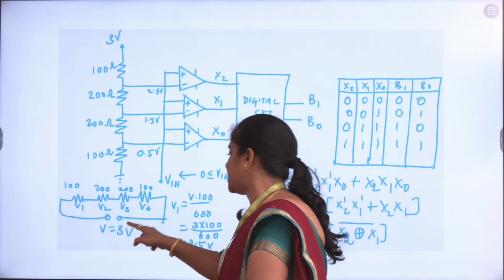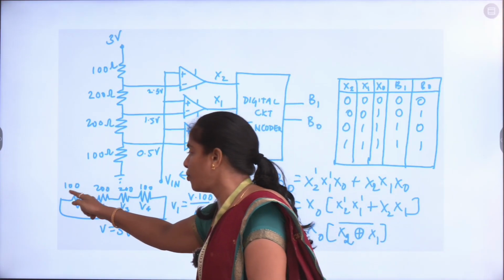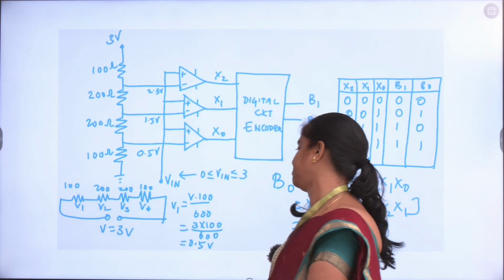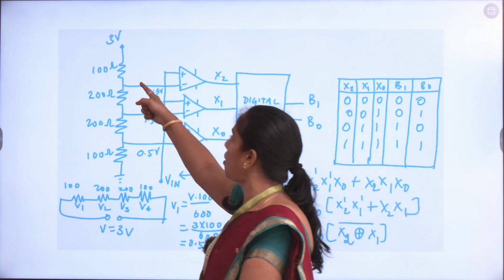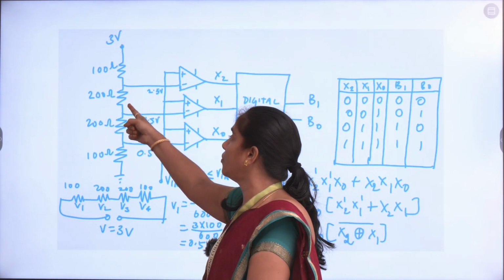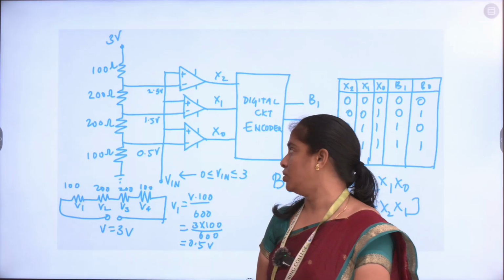So the total voltage here is 3 volts, the resistance across which we are going to measure the drop is 100, and the total resistance is 600. So we are getting 0.5. So 0.5 volts is the voltage drop in the 100 ohm resistor. Similarly, we can measure the voltage drop in the 200 ohm resistor, which will give you 1 volt.